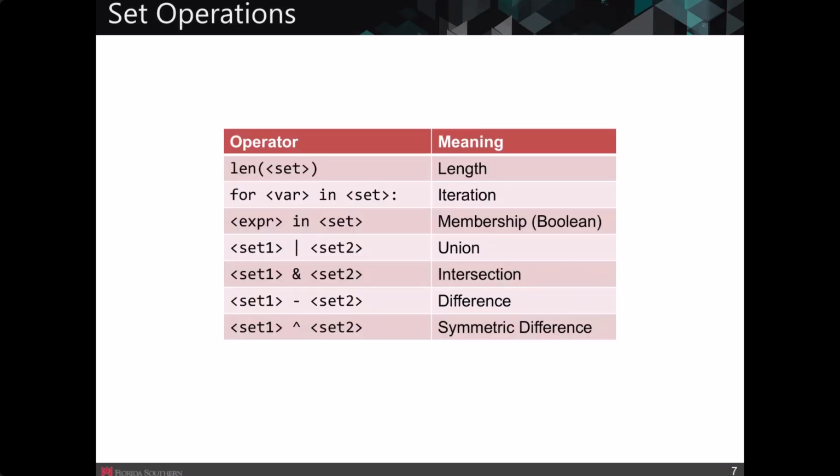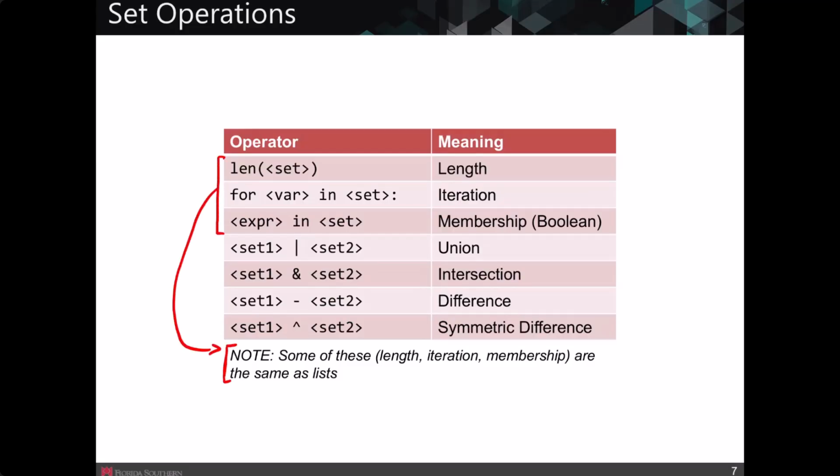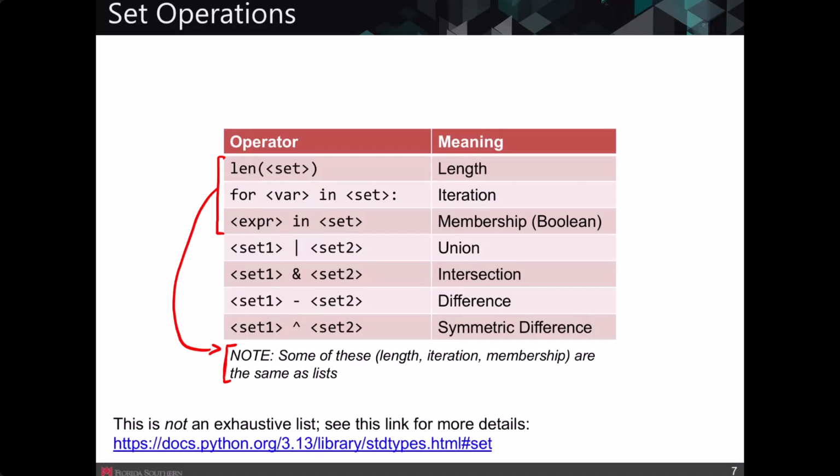So here we go. Here are the operations. We can get the length just like we could for lists and tuples. We can iterate over them just like we could for lists and tuples. We can do membership using the in keyword, right? And those are going to be the same as lists and tuples. The bottom four are a little bit different. And note, this isn't an exhaustive list. You can look at online documentation, such as the link provided here, to see some of the other things that you can do with sets. But these four, I think, are interesting because, union and intersection, we already saw that. Let's do the difference as well.